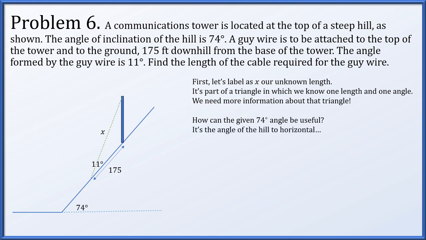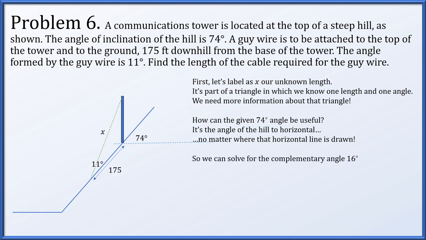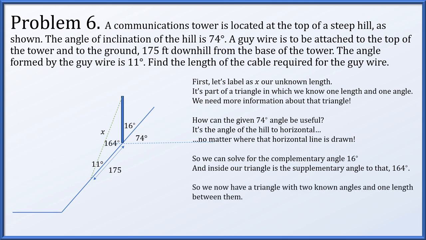Now, that's the angle of the hill slope to a horizontal line, no matter where the horizontal line is drawn. So what if it's up here? Now we can solve for the complementary angle of 16 degrees, and then inside our triangle is a supplementary angle to that, or 164 degrees. So now we have a triangle with two angles and one length in between them. We can isolate this triangle with that information and then proceed.